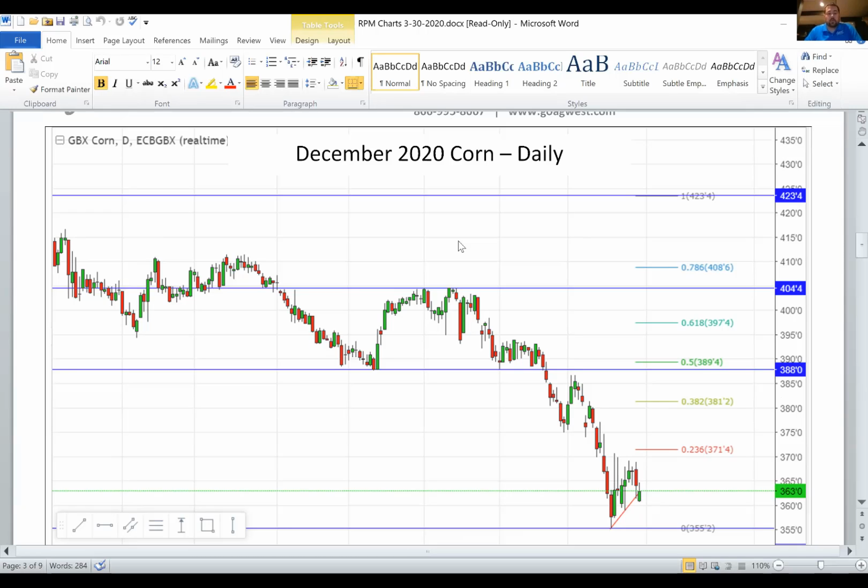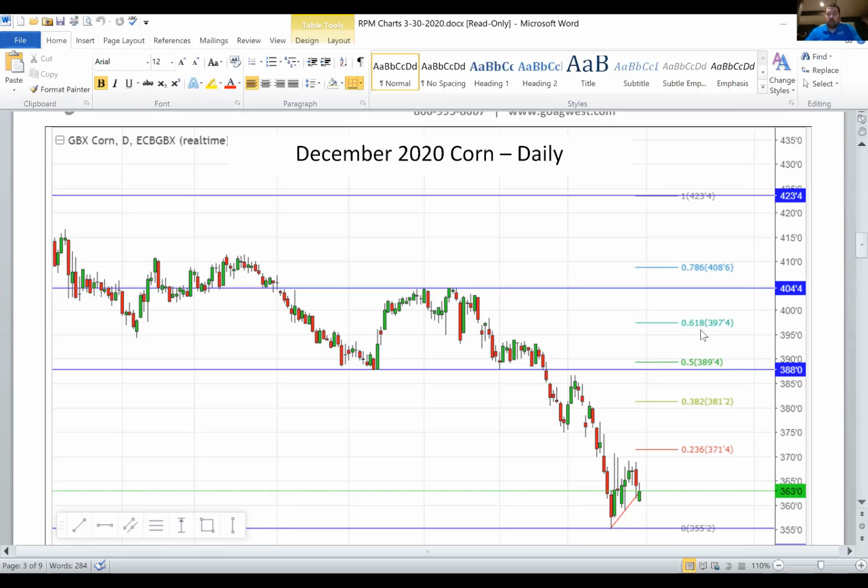And basically what I'm saying is that if 355 1/4 was the low, I've drawn in retracements to give me an idea of where the market could retrace to if it does find a rally. So if you look down through here, markets will tend to retrace 38%, 50%, and 62% of the move. That's the whole move from the high to the low or the low to the high.